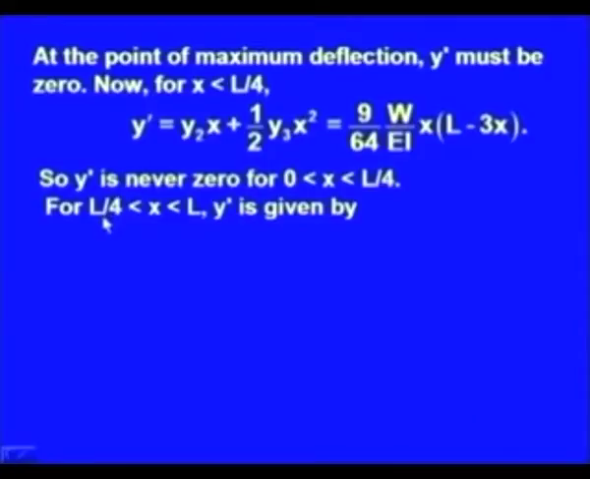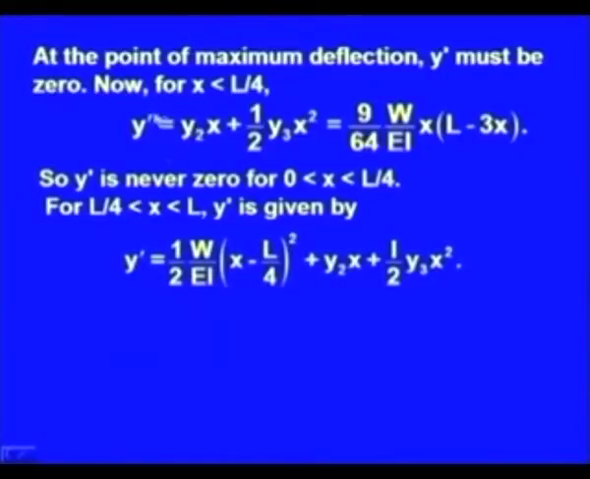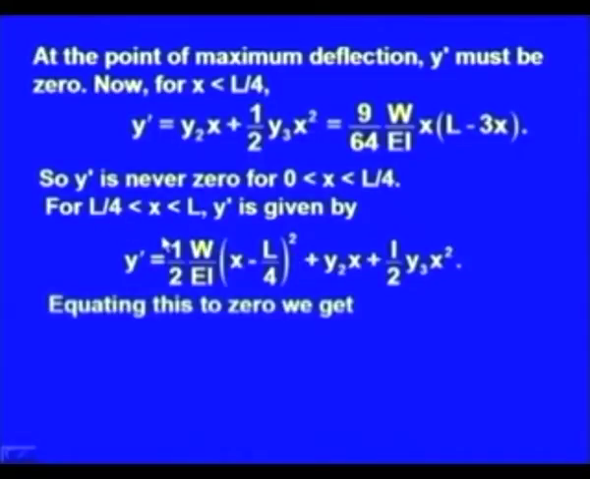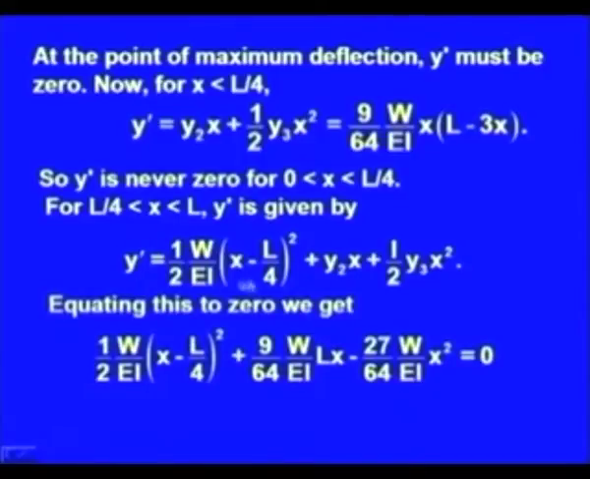Now, let us check for L by 4 less than x less than L. Here y dash will be given by 1 by 2 into W over EI into (x minus L by 4) whole square plus y2 x plus 1 by 2 y3 x square, because u(x minus L by 4) will be equal to 1 for this interval. And after putting the values of y2 and y3 and equating y dash to 0, we get this equation.